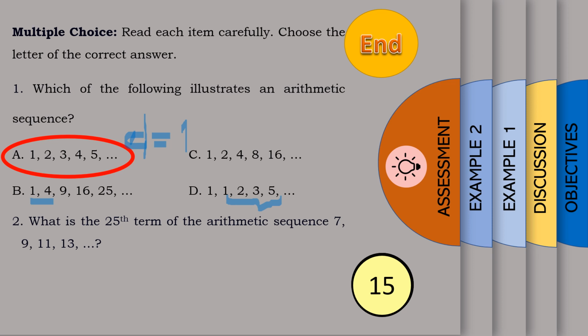What is the 25th term of the arithmetic sequence 7, 9, 11, 13? Is it A, 53, B, 55, C, 57, or D, 59? So again, ano yung pang 25th term in the given arithmetic sequence 7, 9, 11, 13? Your 15 seconds starts now.